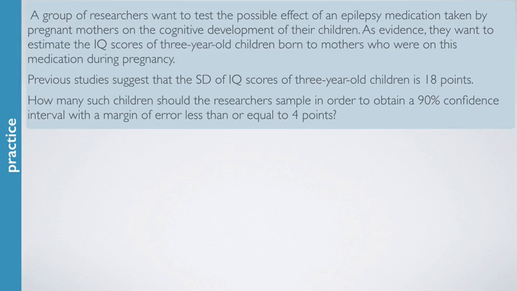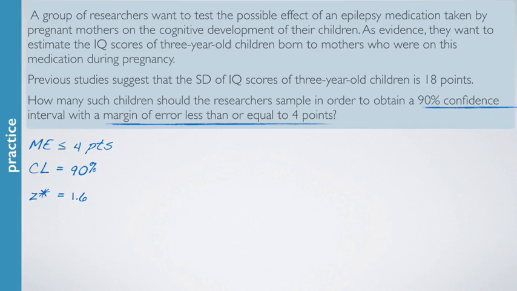So, we know that the desired margin of error is at most 4 points. We also know that the confidence level we're going to use is 90%. Therefore, the critical value associated with a 90% confidence level is 1.65. You can confirm this number using R, or a table, or the applet. Lastly, we know that the standard deviation of IQ scores of these children is going to be 18 points. Since here we're referring to all children, I've just denoted that as sigma.